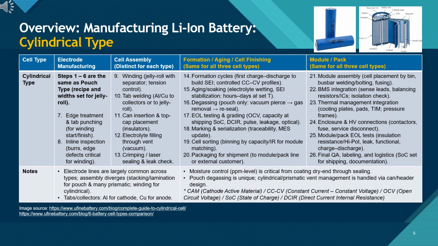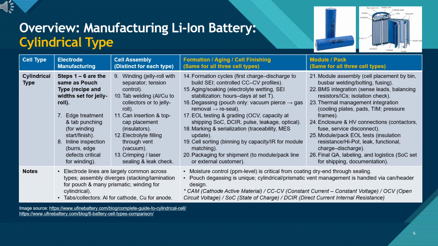Overview: Manufacturing Li-ion battery, cylindrical type. This slide continues from the previous pouch cell overview and presents the full manufacturing flow for cylindrical cells, using the same four major process groups: electrode manufacturing, cell assembly, formation/aging, and module/pack. For cylindrical cells, the electrode fabrication steps, 1 to 6, are identical to pouch and prismatic formats.